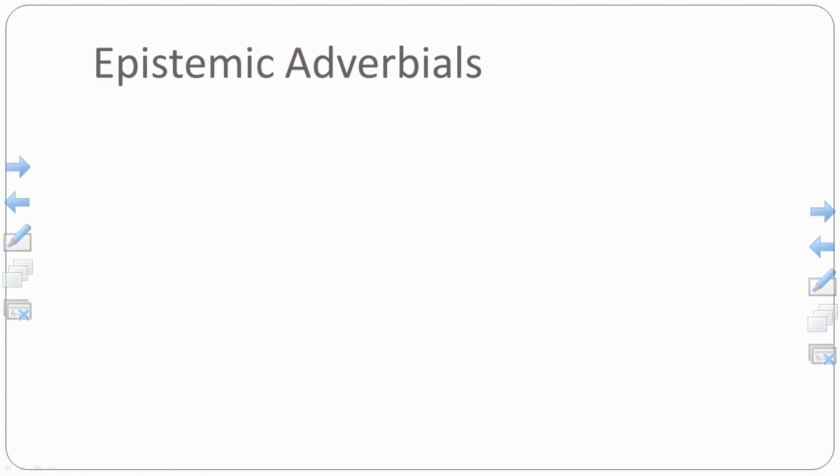Now let's look at epistemic adverbials. They are of certainty and doubt. What does it depict?